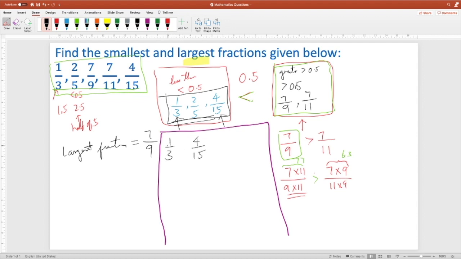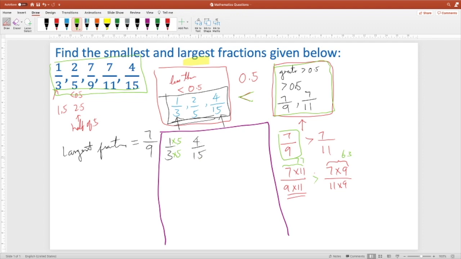1 over 3 and 4 over 15 do not have the same denominator, so we are going to find the common denominator. We know that 3 times something is 15. 3 times 5 is 15. So the bottom times 5, the upper side times what? 5. Okay, so which one is greater?